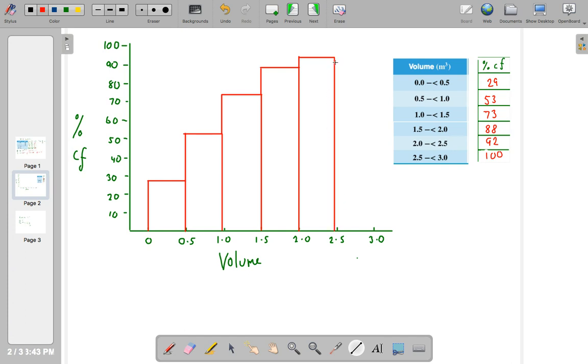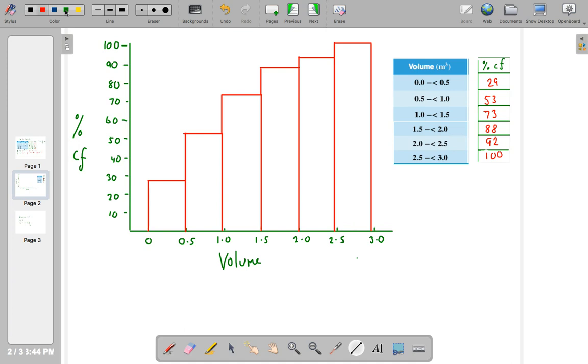And the last one, of course, is 100. And with this sort of ogive, as you might have seen with the other one that you drew, it gets higher as you go. All right. Now, to construct our ogive from that, we now join up the bottom left to the top right.